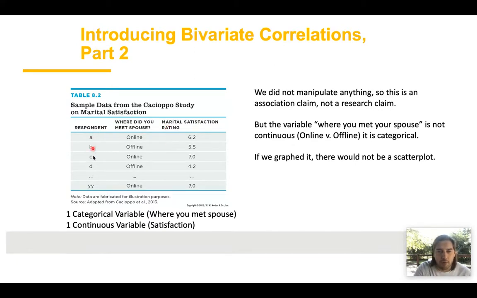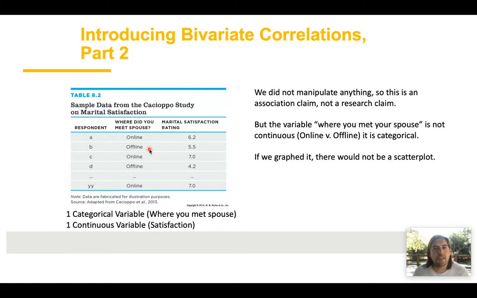We have our participants, A through Y, and we ask them a question: where did you meet your spouse, either online or offline? So that's a categorical variable. You're either in the bucket of online or you're in the bucket of offline. Then our second variable is a measured variable. It's a continuous variable, marital satisfaction. So the question we could ask here is, does marital satisfaction differ based upon where you met your spouse, either online or offline?